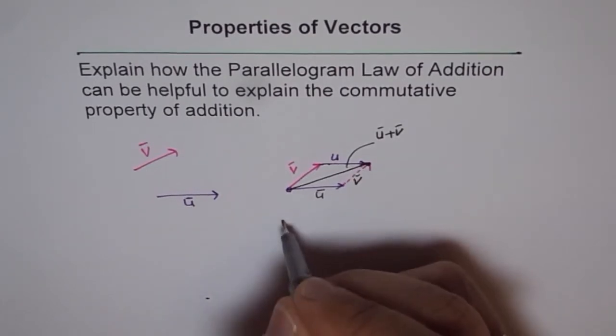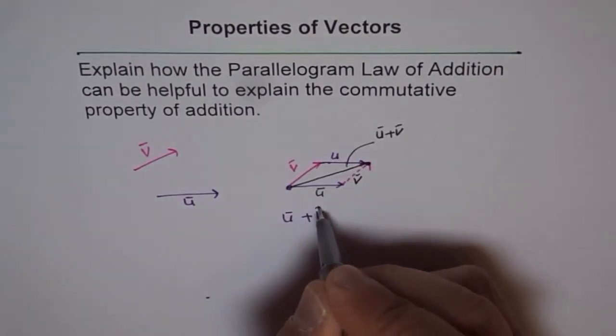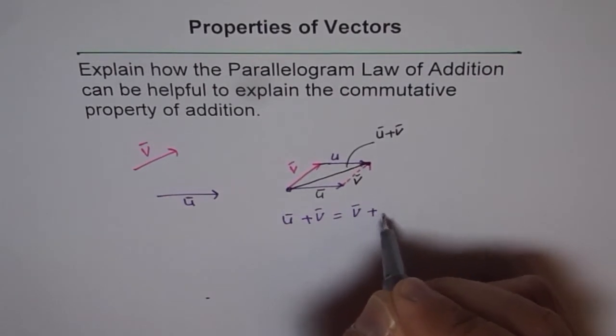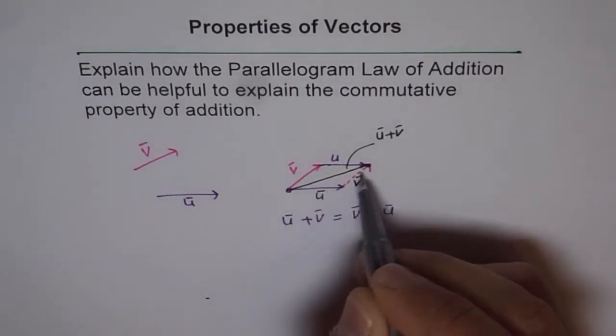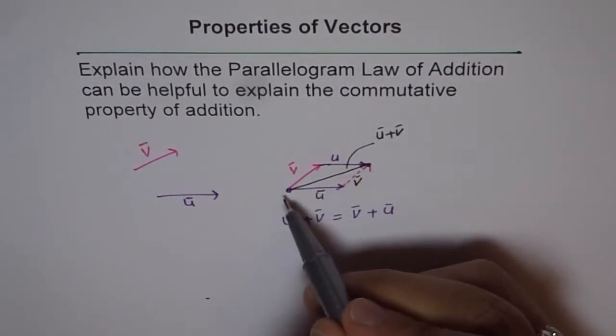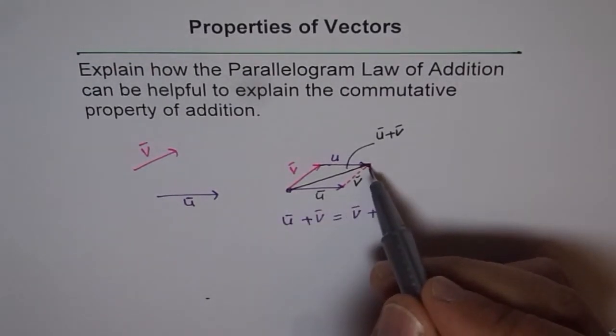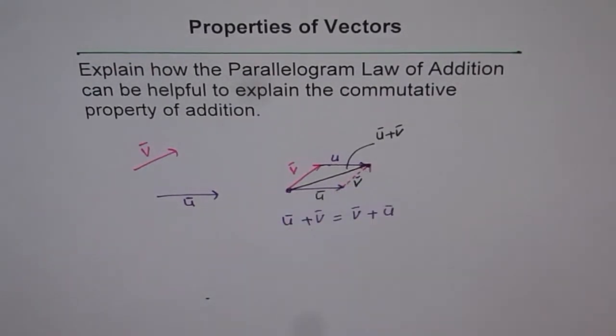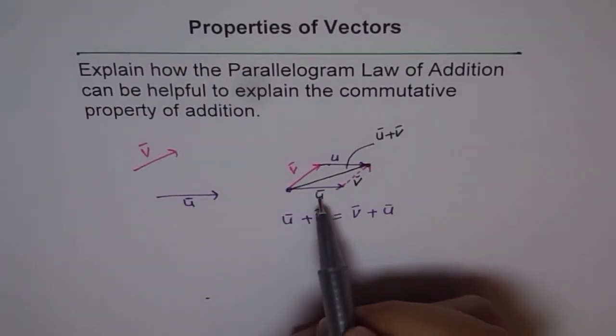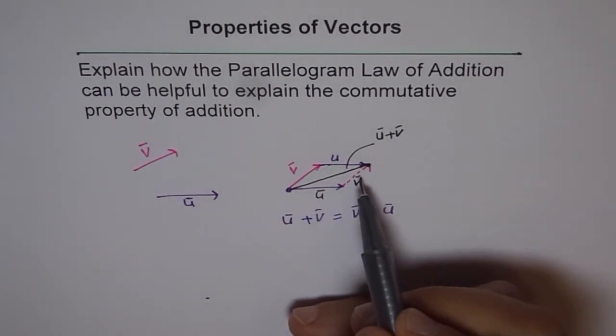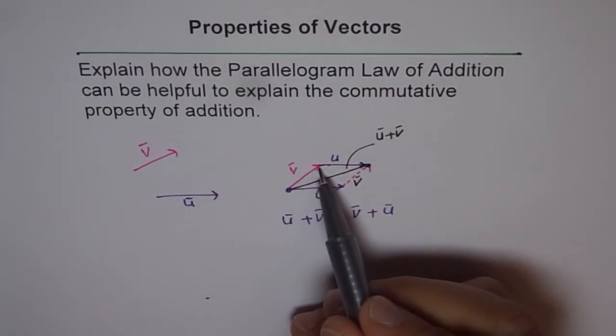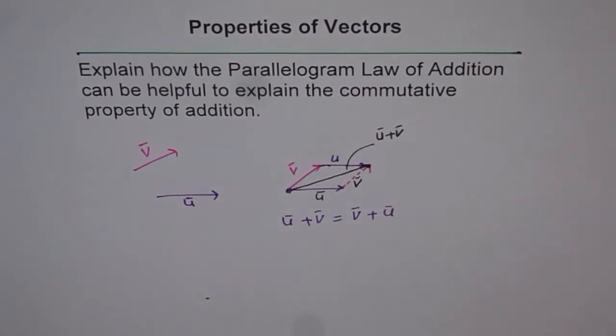So we see that u plus v is the same as v plus u, correct? It's the same diagonal, which is from the tail, where the vectors join together, to the opposite end of the diagonal of the parallelogram, right? So with this we can prove the commutative property of addition. That is, adding u first and then v is the same as adding v first and then u, right? So that is how we can prove it.